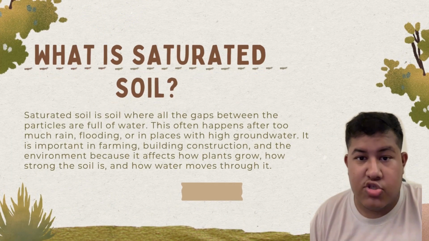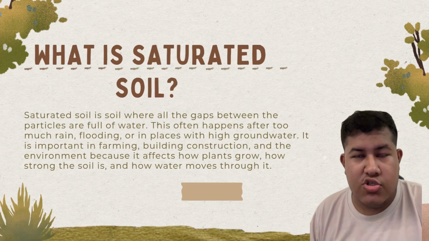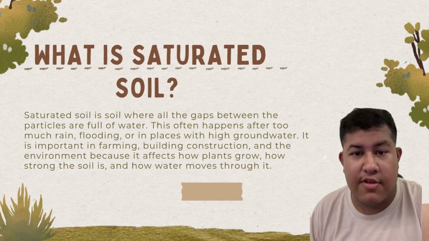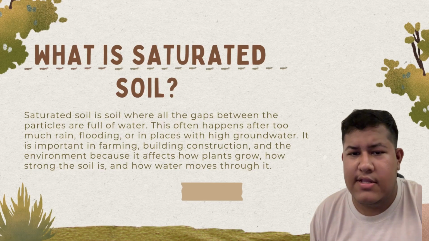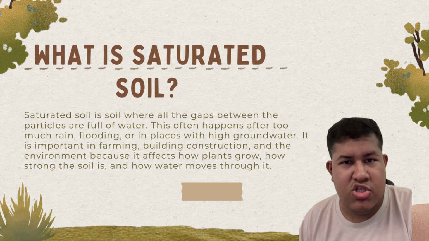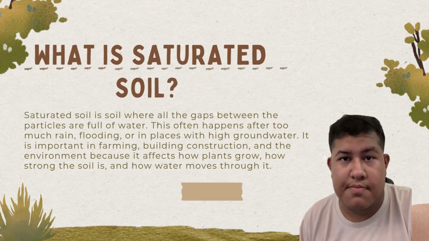So what exactly is soil saturation? Soil saturation occurs when water fills all pore spaces in a given area, displacing air. This reduces the shear strength of the soil and makes the soil behave like liquid when exposed to stress, such as an earthquake. This condition normally follows excessive precipitation, flooding, or in zones characterized by a high groundwater table.